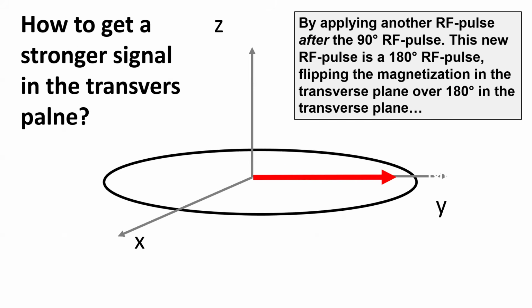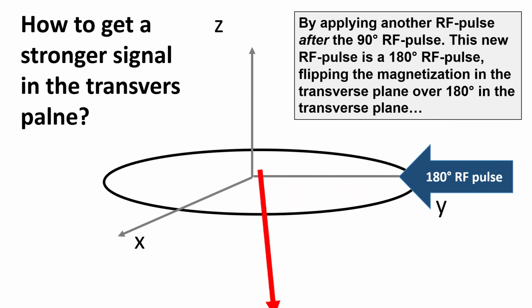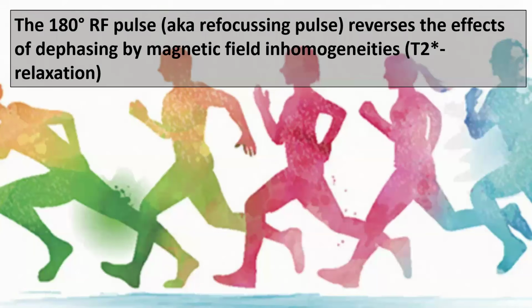How do we get a new signal that's stronger? We apply another radio frequency pulse, but this time not a 90-degree radio frequency pulse, no, we apply a 180 degrees radio frequency pulse. So what do we do? We basically push the transverse magnetization towards the other side. We make it flip 180 degrees. Why do we do that? Well, as said, the free induction decay signal is too weak. We want a new signal, a better signal.